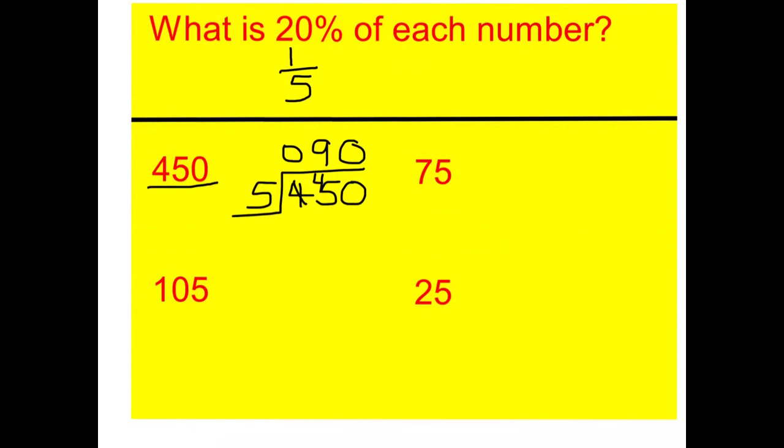Our next one, we're going to find 20% of 105. Again, we have to divide it by 5 to find 1/5 of it. 5 into 10 goes twice, 5 into 5 goes once. So 20% of 105 is 21. Okay, I'd like you to use your paper and pencil to work out the last two questions, finding 20% of each number.